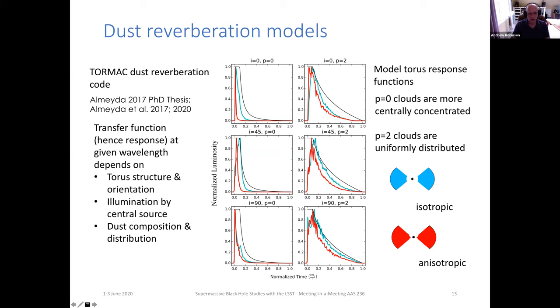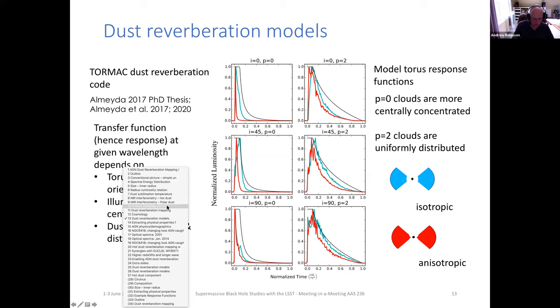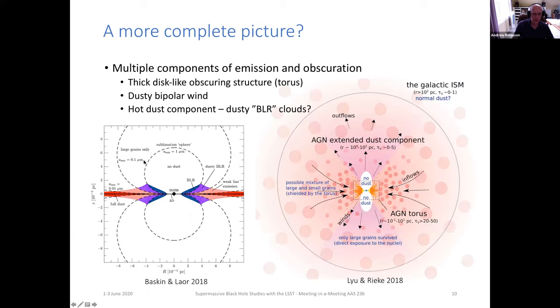What you see is, I don't have the slide here, but the sublimation zone has a sort of waist. It's like a figure of eight. Actually, it's shown in one of the earlier slides. Let me find that. All right, so you can actually see that effect going on here. The sublimation sphere, in quotes, in this model by Baskin and Laor, also takes this effect into account. So the dust can extend further in towards the continuum source in the equatorial plane than it can at higher altitudes, and so this effectively shortens the response times.